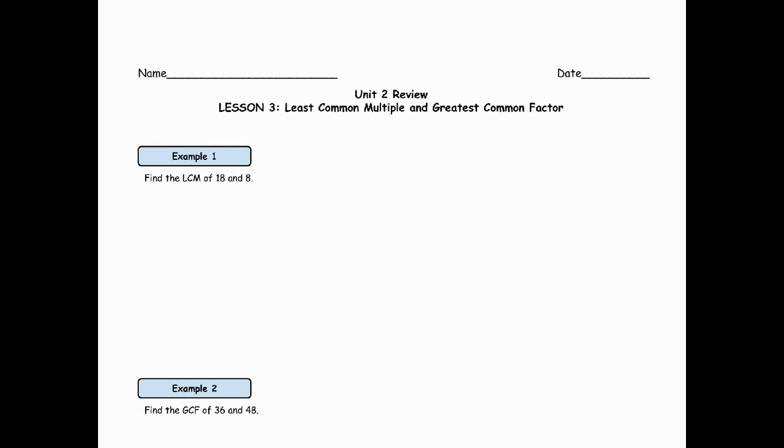Unit 2 review, Lesson 3, Least Common Multiple and Greatest Common Factor. Example number 1 says, find the LCM of 18 and 8. LCM stands for least common multiple. We know a multiple is the result of multiplying a number by another whole number or integer. For instance, the multiples of 18. What I like to do is list them horizontally.